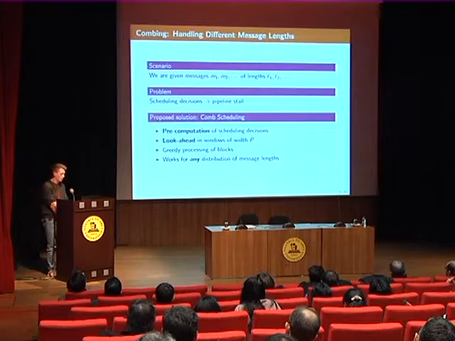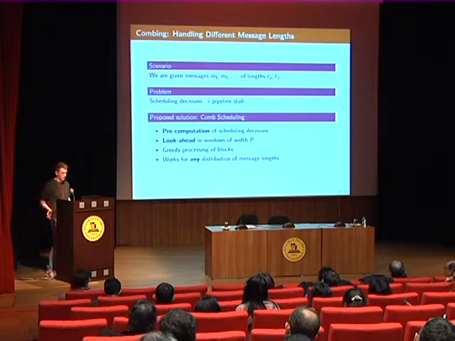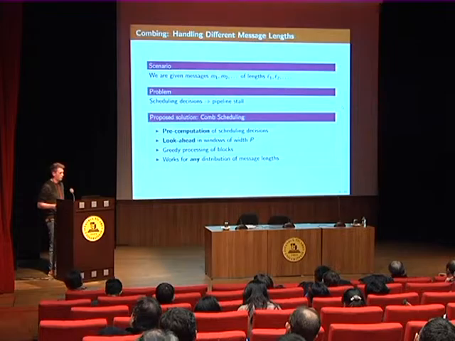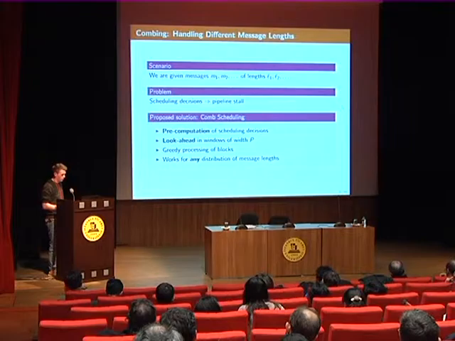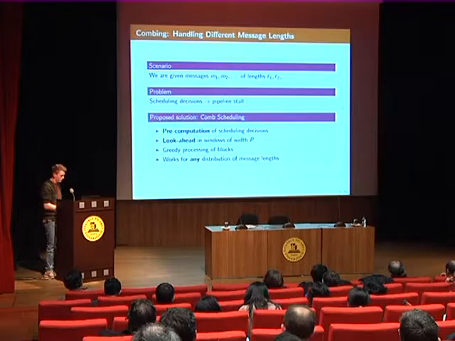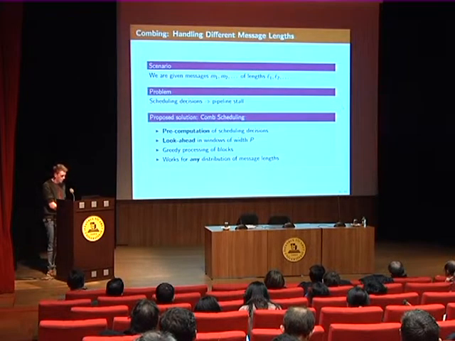So in our solution that we call comb scheduling, what we propose is to do all of these scheduling decisions as pre-computation. This means that we always consider messages in windows of width p. In other words, we always look at p messages at a time, and then we do the pre-computation based on these p messages individually and independently of all the other messages. Inside each pre-computation, we process messages in a greedy fashion, and this solution works for any message distribution, also including this bimodal distribution that I showed before.